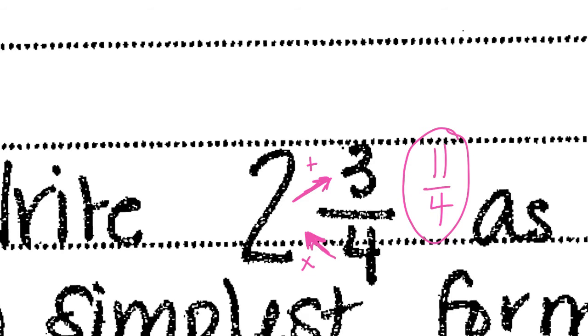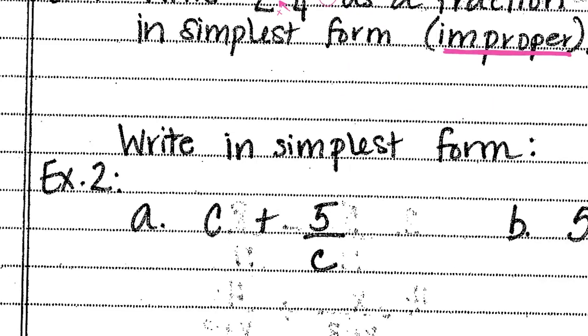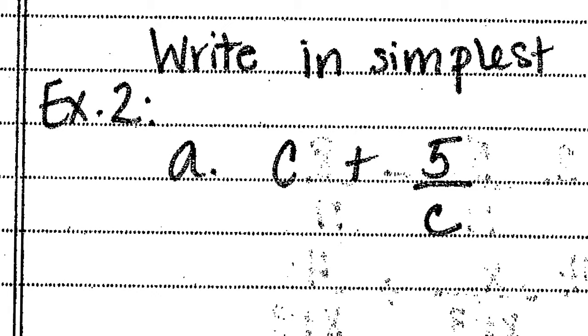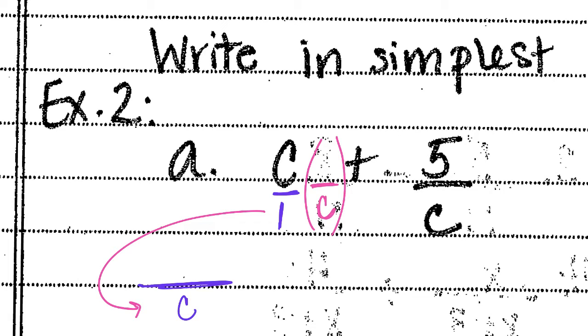Now, this is a great review from middle school, but guess what? It's not going to stay that easy. So let's go ahead and look at example 2. Example 2 is giving us c plus 5 over c. Well, we know that this c is over 1, and if I had to find a common denominator with 1 and c, I know my common denominator is going to be c. So to get from 1 to c, I have to multiply by c.